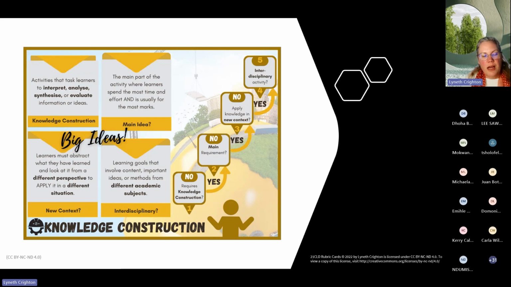In other words, they had to construct something new, which in this case for the posters, yes, they did. And it contained the most time, effort, and marks. Then we say yes, and we move on to the third question. If we said no, it would remain a level 2. So the third question is, are they applying their knowledge in a new context? Of the protest project, yes, because they had learnt about protests in history.